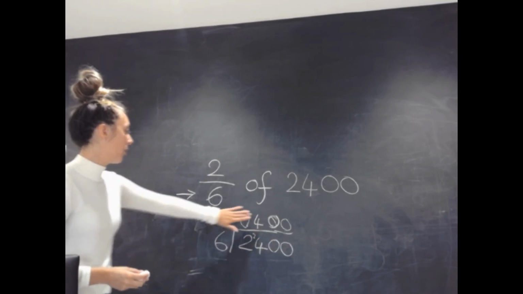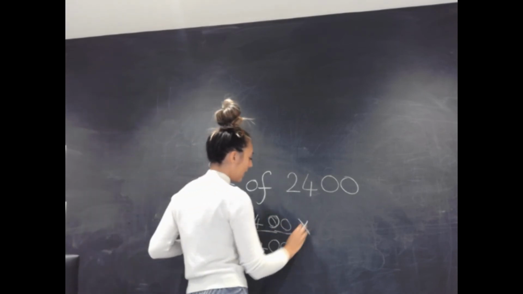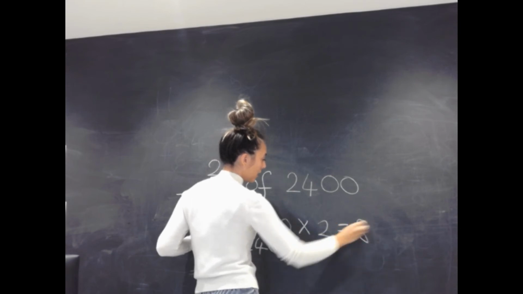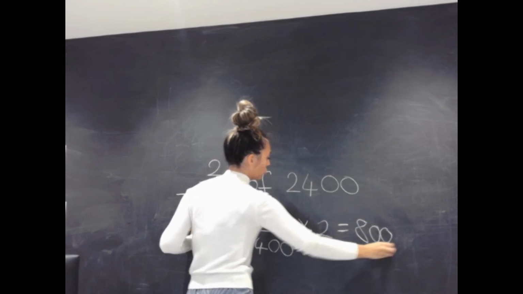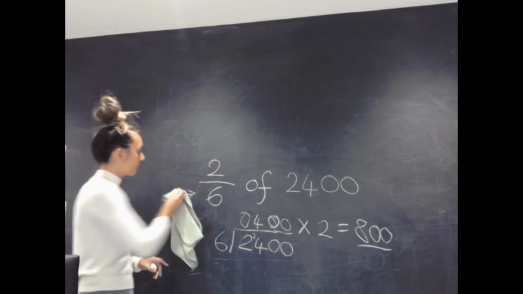Okay? But I've not finished because I've not got 1/6, I've got 2/6. So I need to times my 400 by 2. The answer is 800. Super simple. Okay, have a go at that.